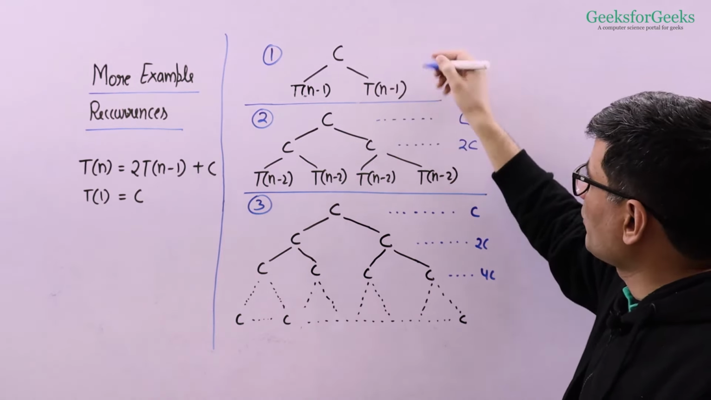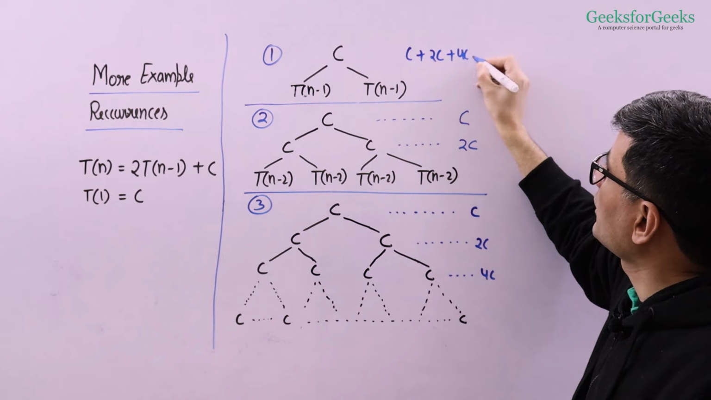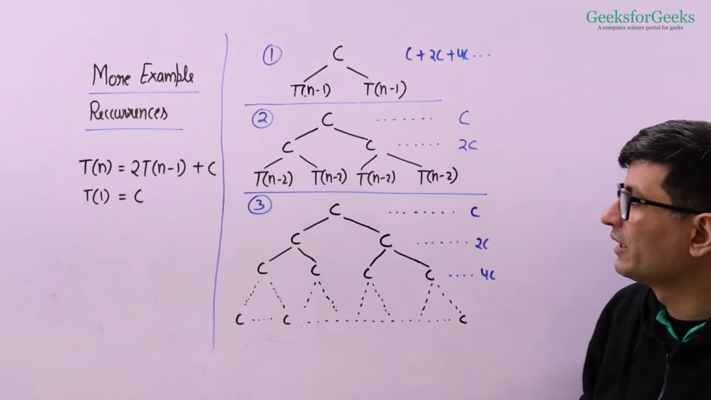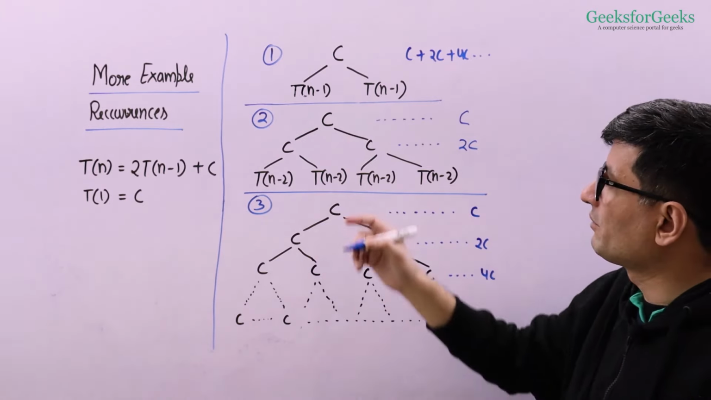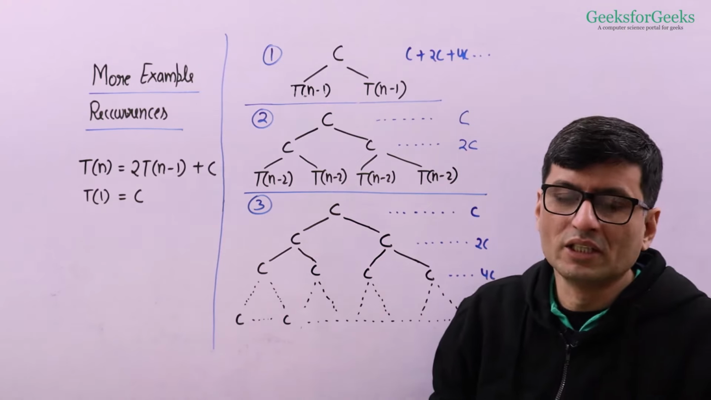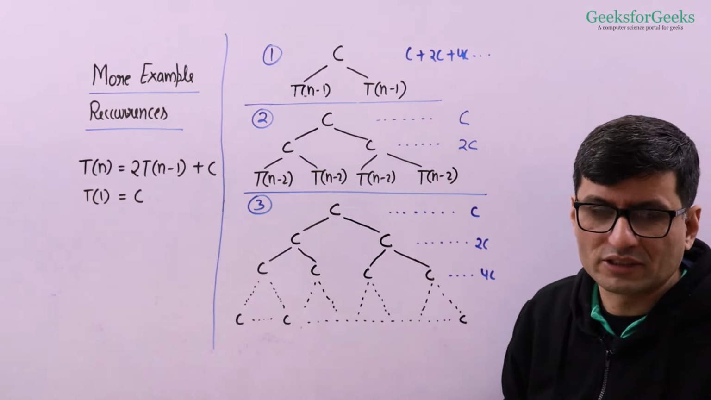It's the series of total work done. The value of the total work done is C plus 2C plus 4C, and so on. What will be the last term and how many terms are we going to have? If n is 3, then 3 is called, then 2 is called, then 1 is called, so you are going to have 3 levels. So for any value of n, you are going to have n levels.